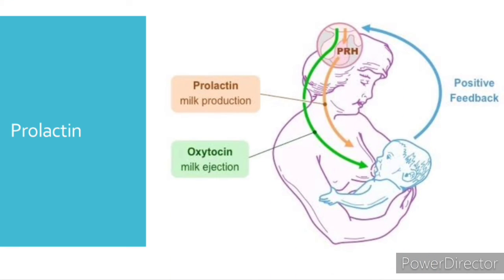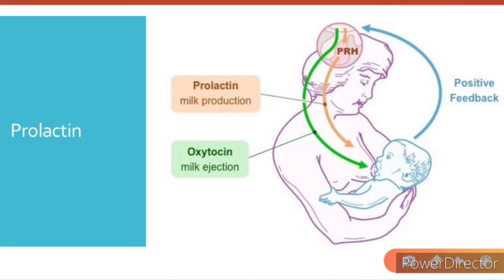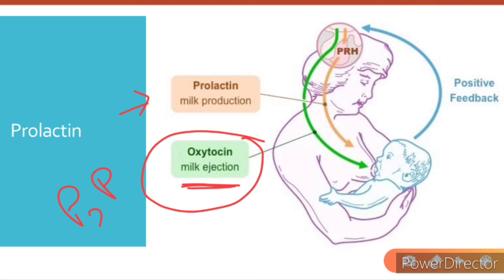So here you can see prolactin is associated with milk production, and oxytocin, which is released by the posterior lobe of the pituitary, is associated with milk ejection. Okay, dropping down of milk is with oxytocin and milk production is with prolactin.